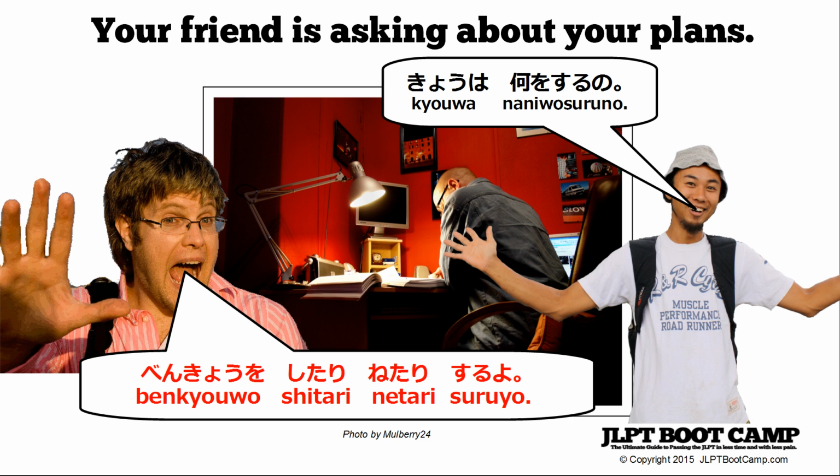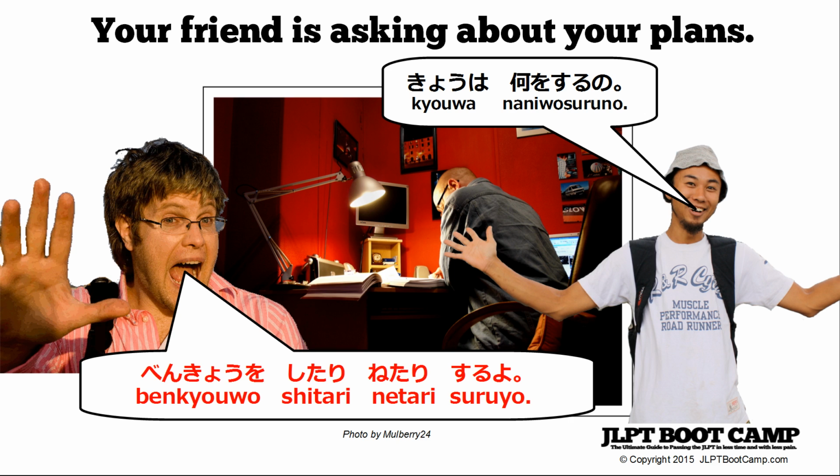This time we're talking about using tari, suru, and deshou. So these are kind of two ways to be a little bit ambiguous in Japanese. So we're going to go over those and talk about how to use those.